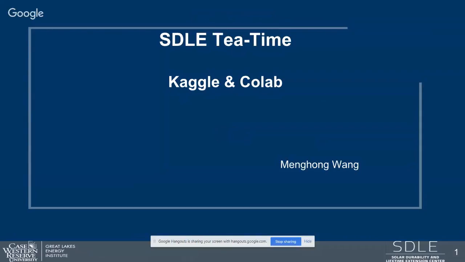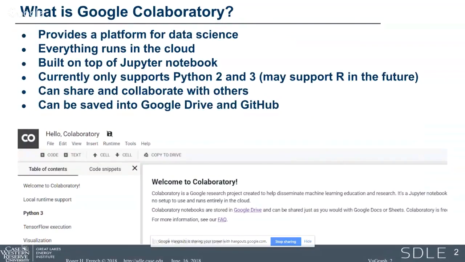First, what is Google Colab? Google Colab provides a platform for online data science analysis, and everything you run on Google Colab is in the cloud and with their server. And you can even add a GPU to it. Google Colab is actually built on top of Jupyter Notebook. Currently, it only supports Python 2 and 3. So when you start a new notebook, you can choose from Python 2 or Python 3, but it may support R and other languages in the future.